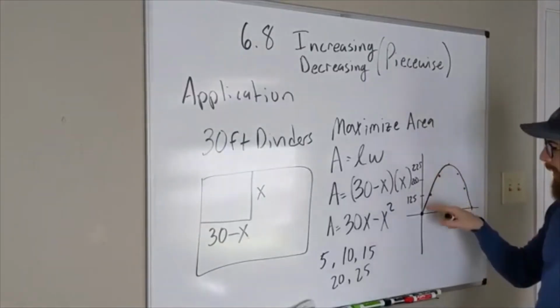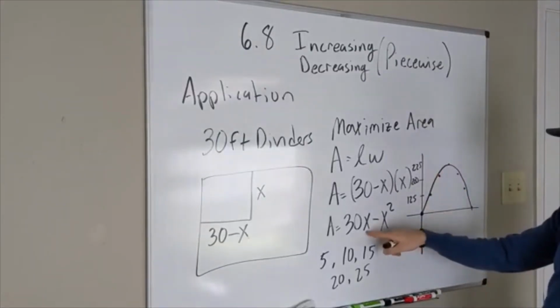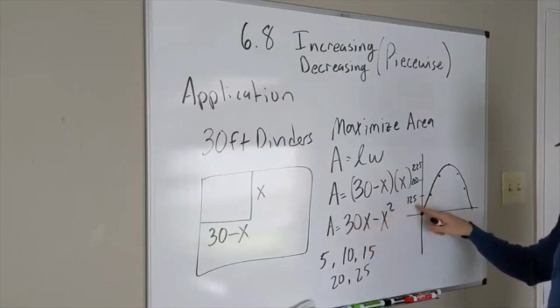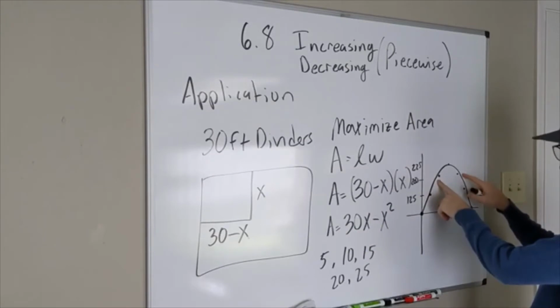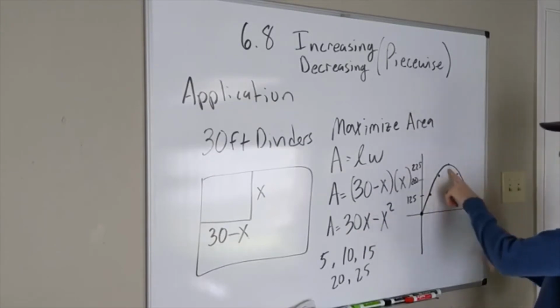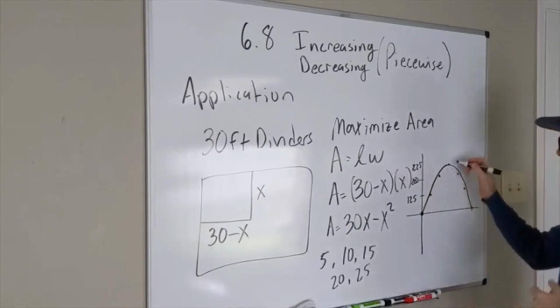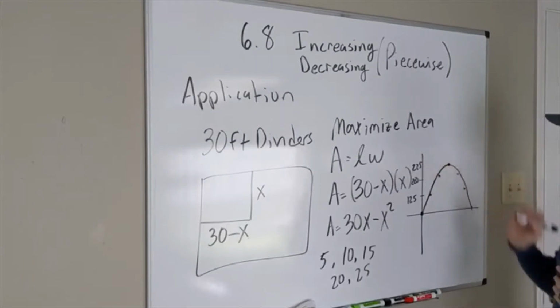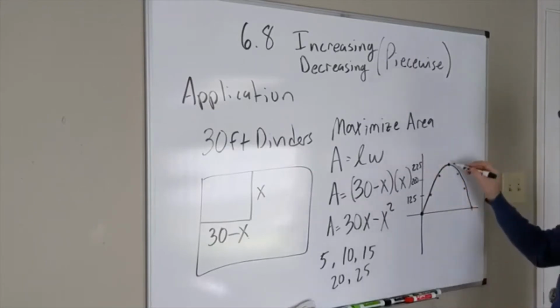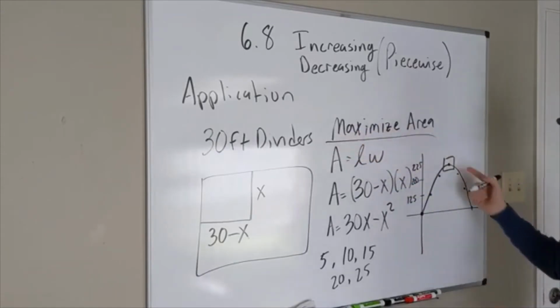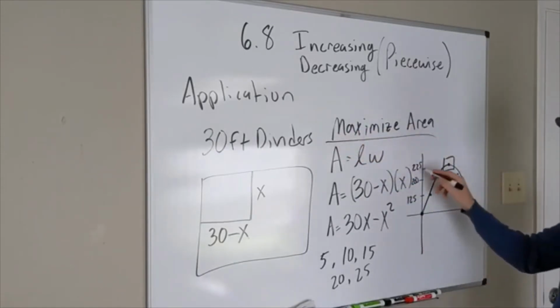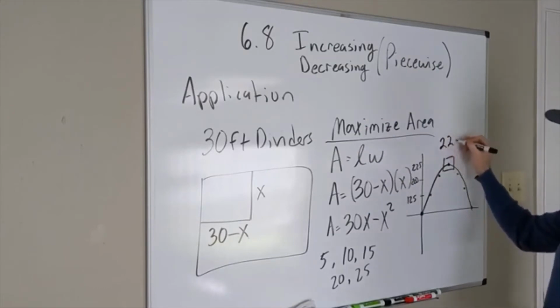Okay, so when I plug 5 in, I get 150 minus 25, which is 125, and the same thing for 25. 10 and 20 happen to be the same, and 15 happens to be at the top at 225. We're looking for the maximum area, so I want to know what the maximum area is. The maximum area is 225.